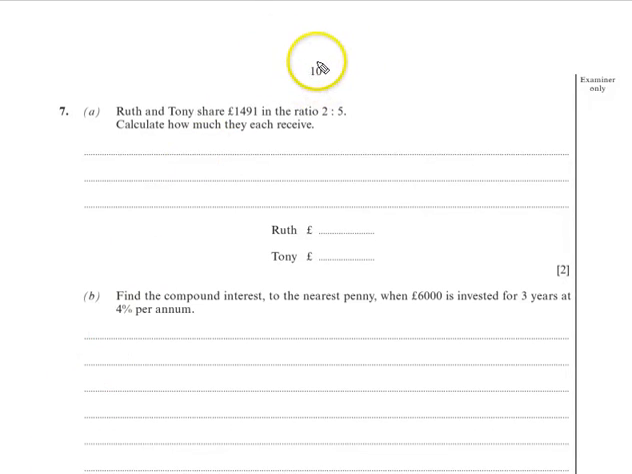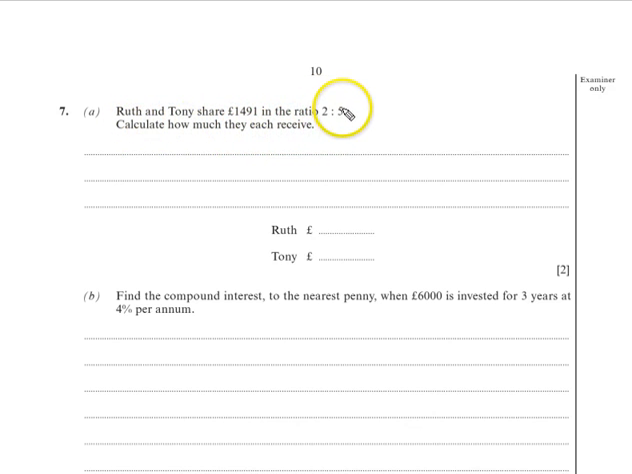Right guys, let's have a look at page 10 now then. We're on question 7, part A. It says Ruth and Tony share £1,491, in the ratio of 2 shares to 5 shares. Ruth gets 2 shares, Tony gets 5 shares. Calculate how much they each receive.